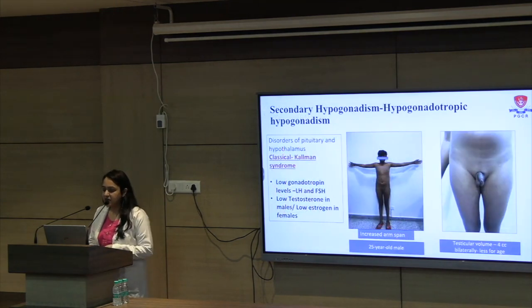Next is secondary hypogonadism. It is due to hypothalamic pituitary dysfunction. Classical example is Kallmann syndrome. In this image we can see a 25-year-old male with eunuchoid body habitus and sparse secondary sexual characters. The genital image shows small testicular volume, bilaterally around 4 cc, which is significantly reduced for age and indicates impaired gonadotropin stimulation.